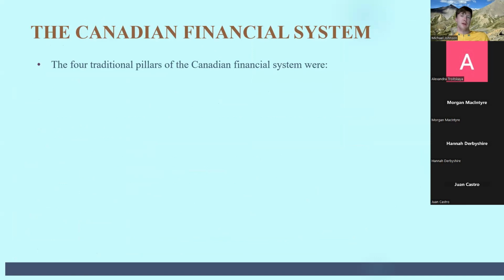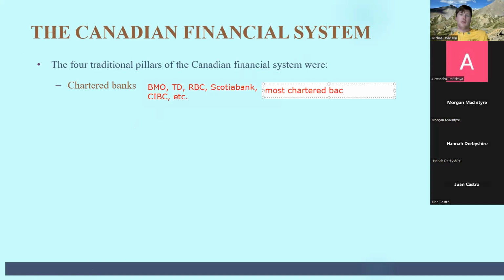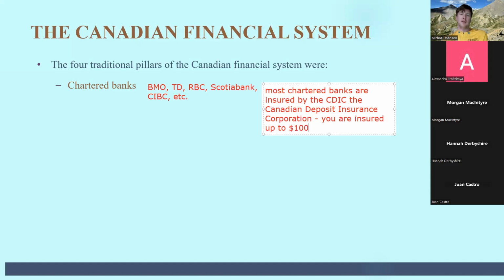The four traditional pillars of the Canadian financial system were charter banks. So charter banks include BMO, TD, RBC, Scotiabank, CIBC, etc. Those ones specifically. Most chartered banks are insured by the CDIC, the Canadian Deposit Insurance Corporation. So you are insured up to $100,000 in deposits.